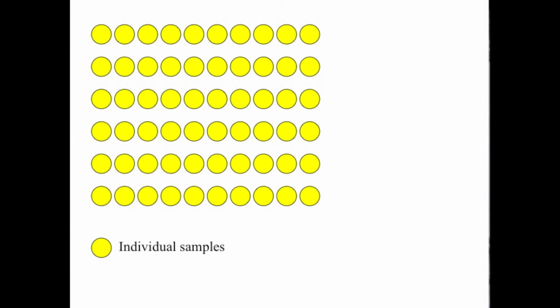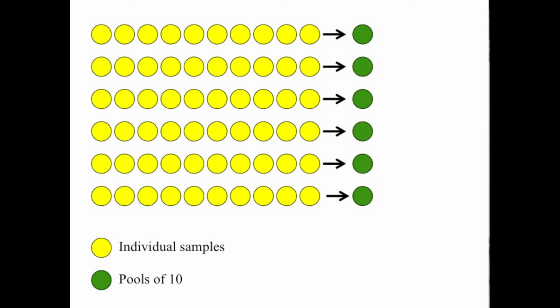Assume that we have 60 individual stool samples, here indicated in yellow, and these are organized in 6 rows of 10 individual stool samples. Subsequently, we will transfer a fixed quantity of stool from each of the 10 individual samples of one row into a new beaker, which then results in 6 pools of 10 individual stool samples, here indicated in green.